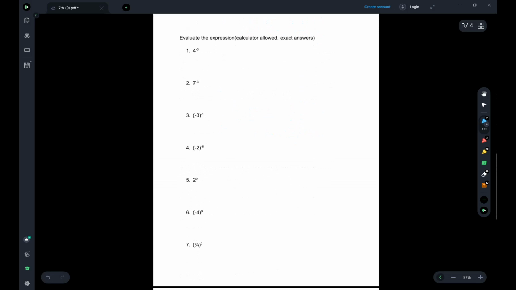Alright, next page. So let's start off with number 1. Number 1 is 4 to the negative 3rd power. It says calculator is allowed, and they want exact answers.